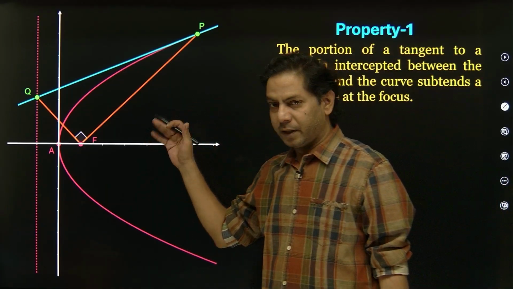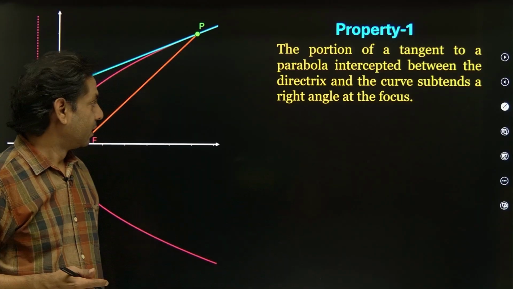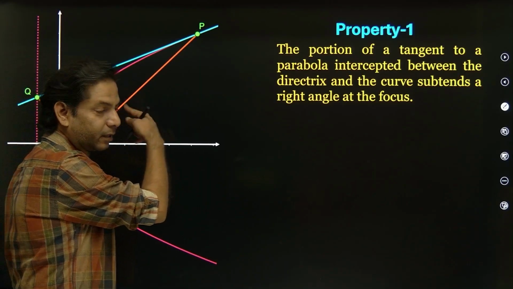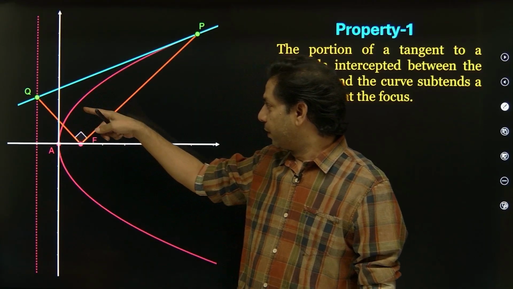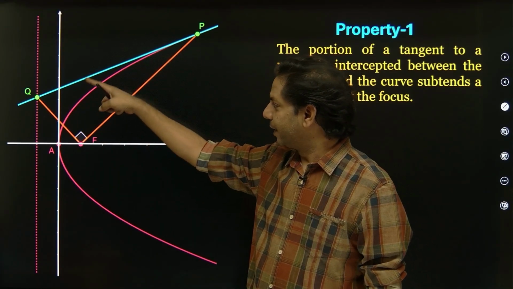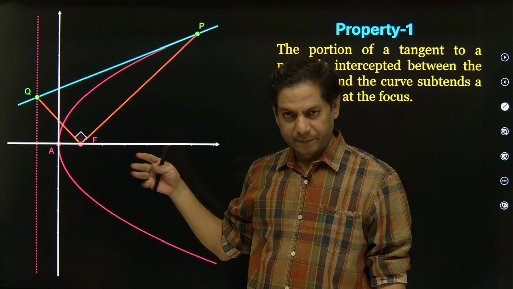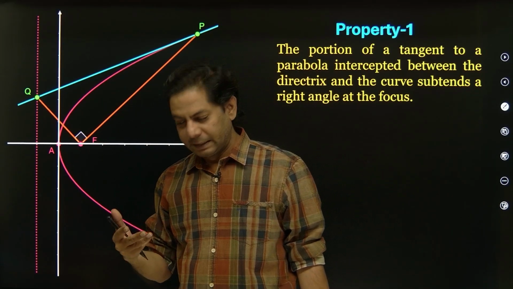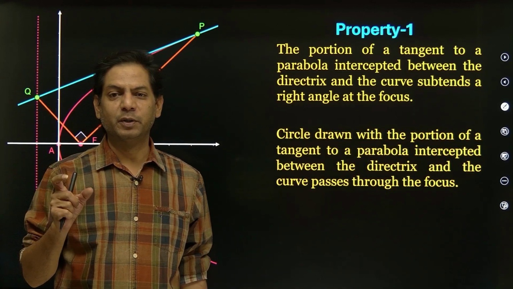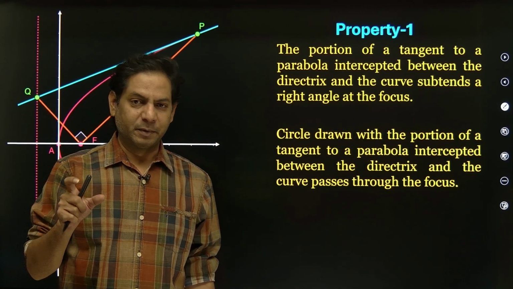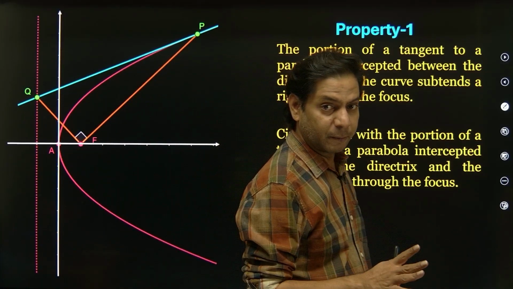And the same property, we can talk about that in a different way also. This is a right angle at this point F. So if we draw a circle with PQ as diameter, it is going to definitely pass through the point F. That means the same property can be restated as: the circle drawn with the portion of tangent to a parabola intercepted between the directrix and the curve passes through the focus, and that will also happen always.